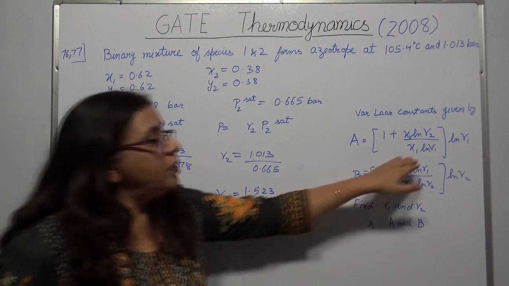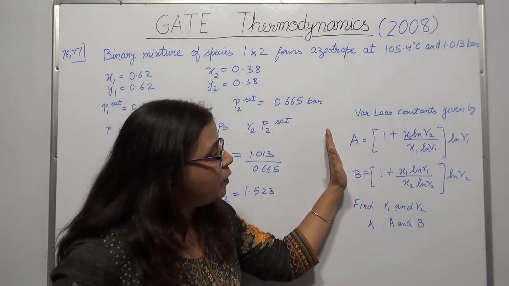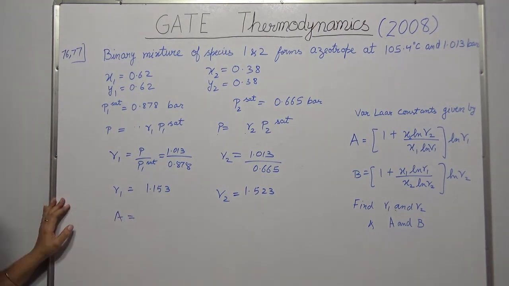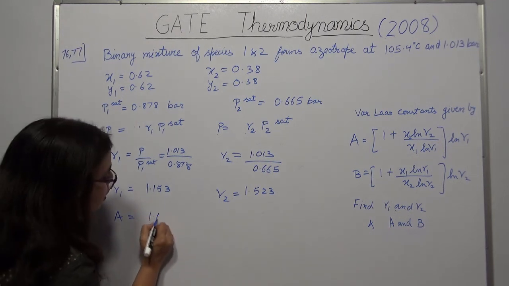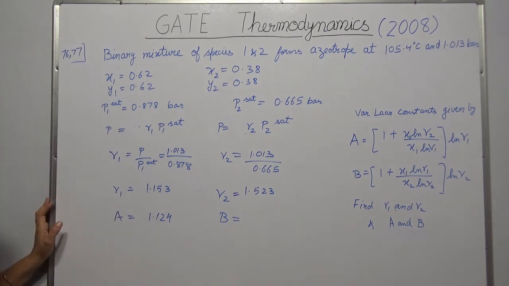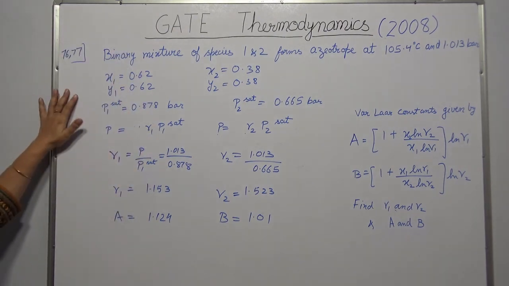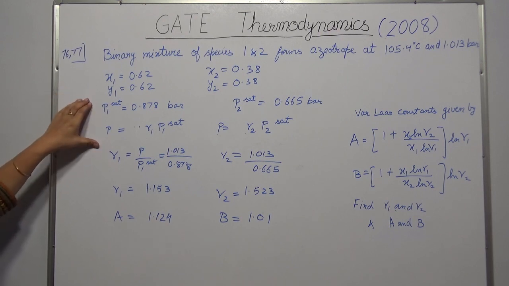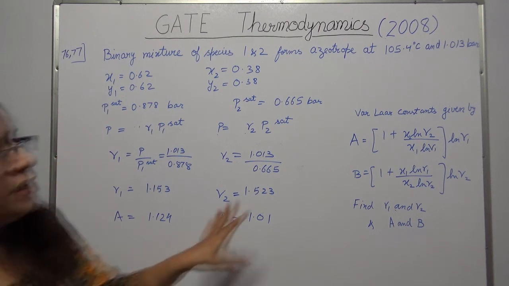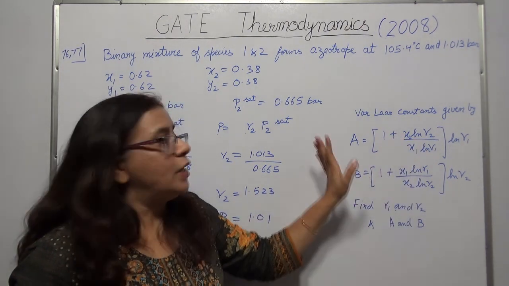Now I have to just plug in these values over here and evaluate the values of A and B. It's very simple, just plugging in the values and doing the calculation. You get A as 1.124 and B equal to 1.01. So it is a very simple problem, even though it looks a little complicated to start with. You just have to know your Raoult's law, apply that, and find out your activity coefficients. The remaining things are very simple: just plug in and evaluate the values of A and B.